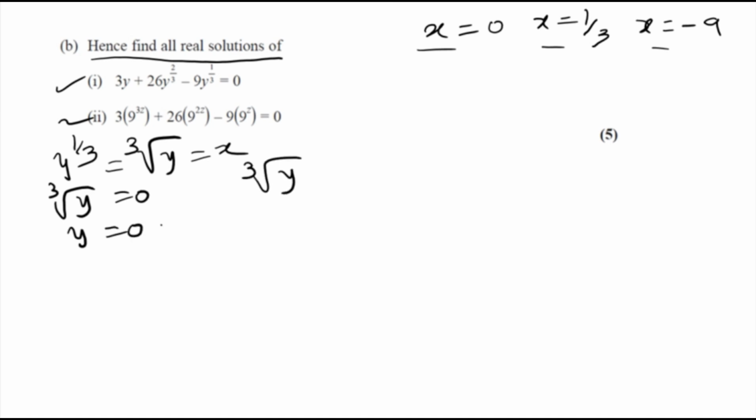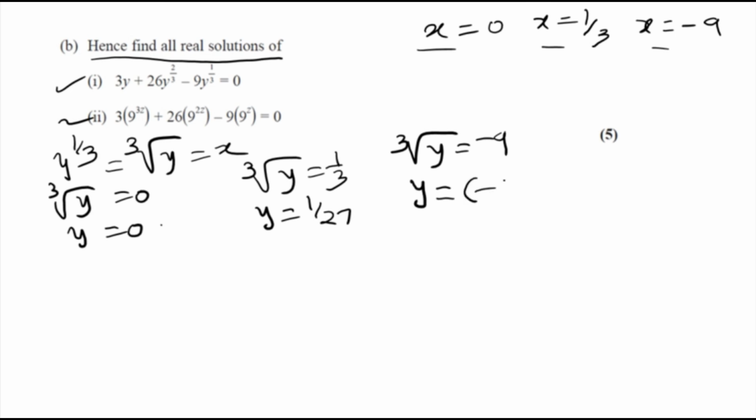Cube root of y is equal to 1 over 3. So y is equal to 1 over 27. To remove the cube root, we have to cube the other side. Cube root of y is equal to minus 9. So y is equal to minus 9 cubed, which gives minus 729.